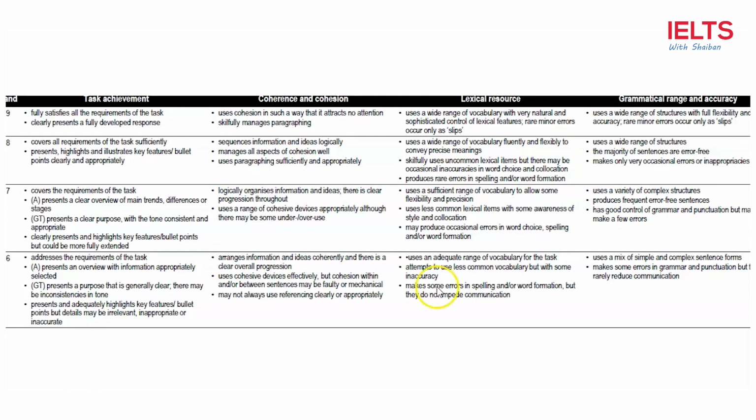graph in front of you, and as you can see here, we have the task achievement, coherence, cohesion, lexical resource, grammatical range, and accuracy. I like to focus on band 6 in here. Band 6, as you can see here. So this is band 6, and band 7. So this is a 6, this is a 7, and this is 8, and this is 9.